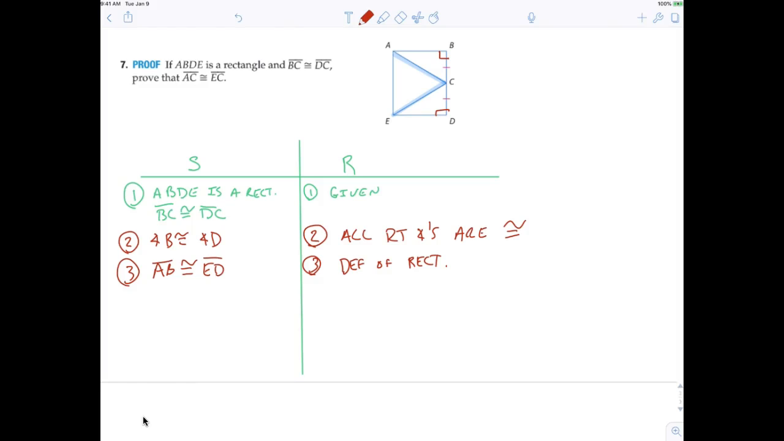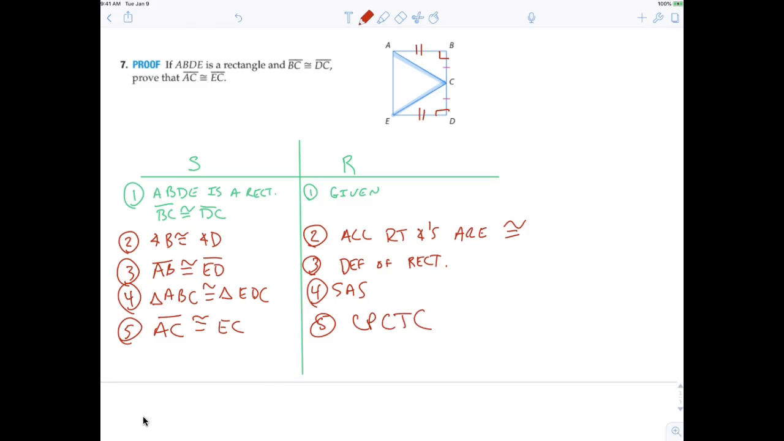All right. So now I have that equals that. And so now for triangle what? Is congruent to triangle EDC. And that's by what? Side angle side. And then, that's right, AC is congruent to EC by CPCTC. Corresponding parts of congruent triangles are congruent.